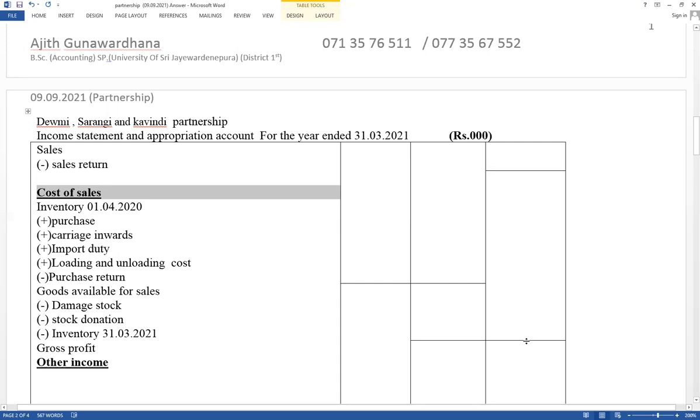Sometimes it is given, very important, this part. Sometimes a manufacturing business is given together with partnerships. If a manufacturing business is given with partnerships, you have to prepare a manufacturing account separately to calculate total production cost, and the total production cost should be included under purchases in the cost of sales calculation here.